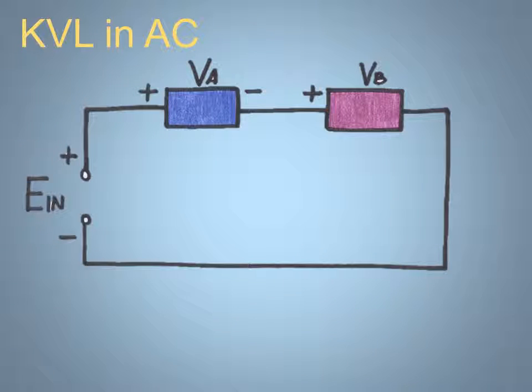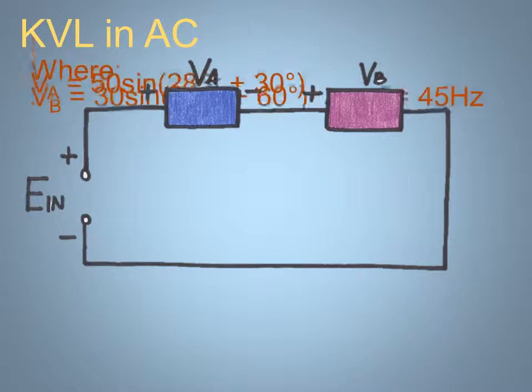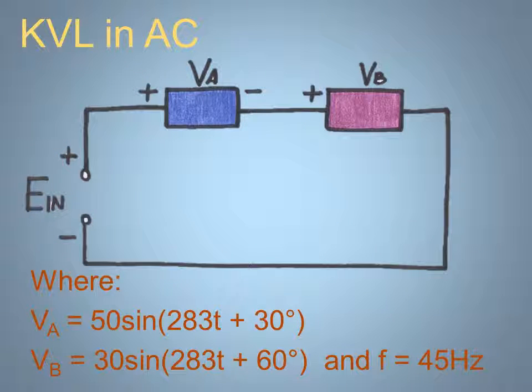Here we have a simple AC circuit in which we need to calculate the value of the supply voltage. The blue and pink rectangles represent certain circuit elements that create their own voltage drops. The blue being VA as 50 sine 283t plus 30 degrees and the pink as VB of 30 sine 283t plus 60 degrees. Using KVL, we can find a value of E in. The difficulty in this compared to a DC analysis is working with polar, phasor and rectangular forms in order to be able to generate an answer.